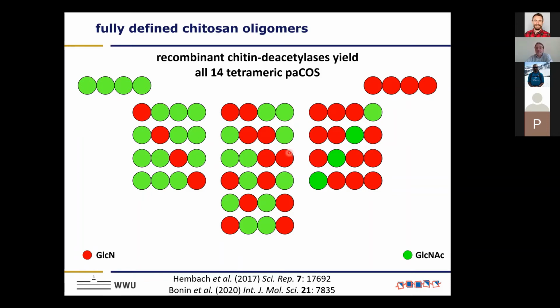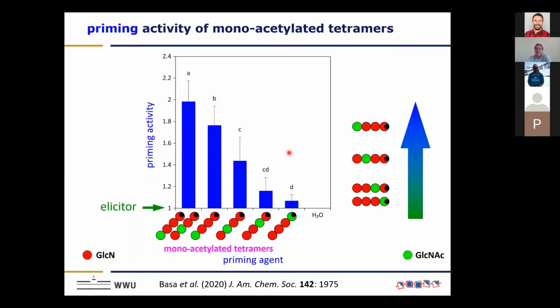Of course, we can only produce very small amounts of these for the time being, but even small amounts are good enough for, say, bioactivities. And I'm just showing you now the priming activity of the monoacetylated tetramers. That's what we were interested in. And here you can now see that if we use these fully defined monoacetylated tetramers, we can very clearly see that the priming activity completely depends on the position of this acetylated unit. The closer it is to the non-reducing end, the higher the priming activity.